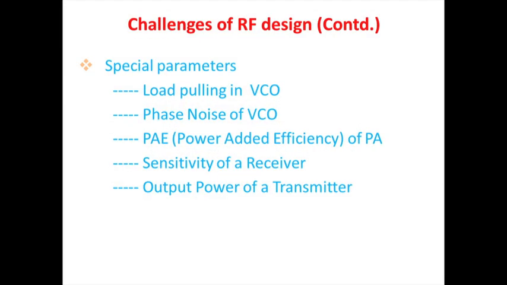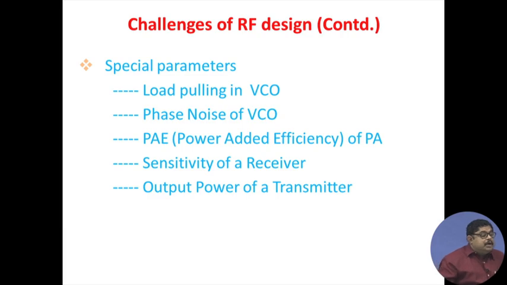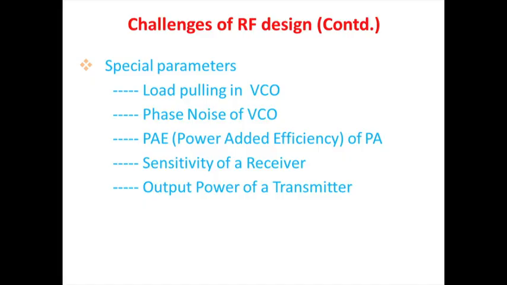Then there are some special parameters which are not always applicable in RF, but in some critical blocks they are very important. Like if you have a voltage controlled oscillator, due to the change of load, the frequency of the oscillator changes. So, load pulling in a VCO is a very important parameter for oscillators. Similarly, in VCOs or oscillators, phase noise is created, which is also very important, because if you do not characterize that properly, a lot of functional disability comes for other parts of the network. Then how much is the power added efficiency of a power amplifier? The power amplifier sits before the transmitter radiates, and its efficiency is very important in communication.